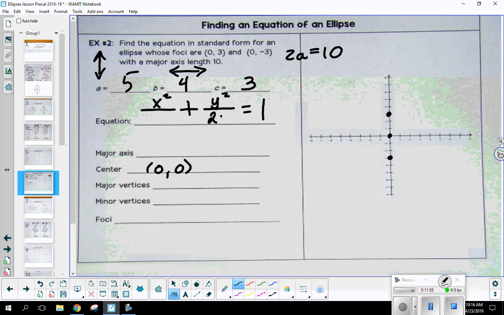Now, why would I have to put it below Y? How do I see that the major axis is running? The major axis is running vertically. If it were running horizontally, then A squared would go below X. So the larger denominator tells me how my ellipse is going to run, the major axis. So that means I got to put 16 right here. Okay. Any questions so far?